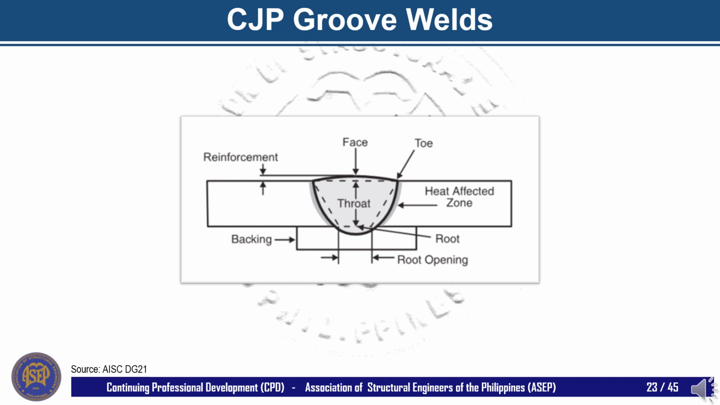Now, CJP has some advantages over other weld types. These advantages have also resulted in widespread use, with a tendency to specify CJPs in situations where there are better options.